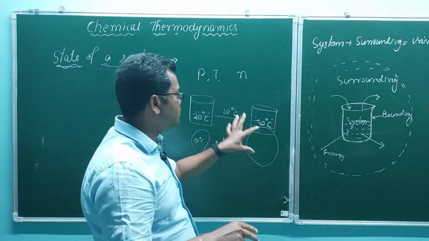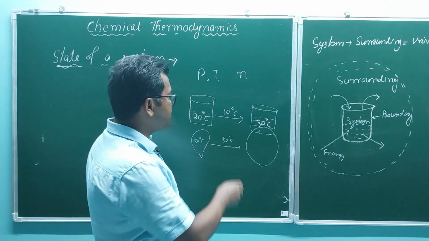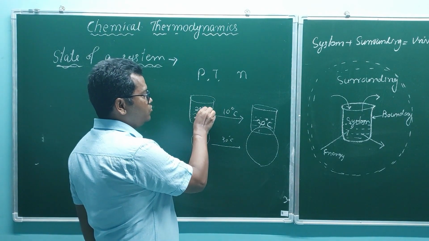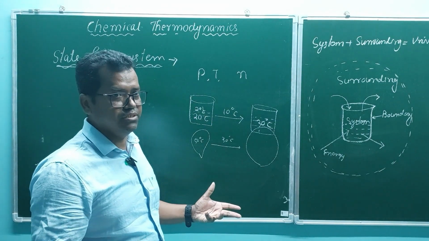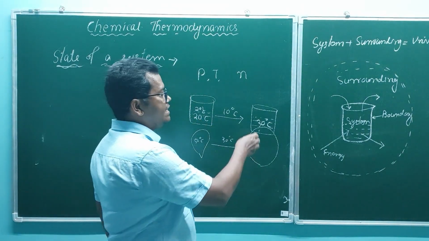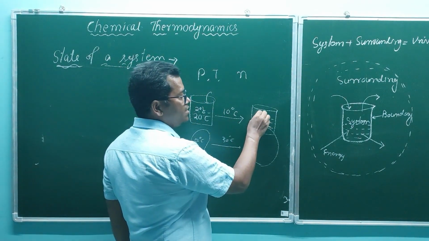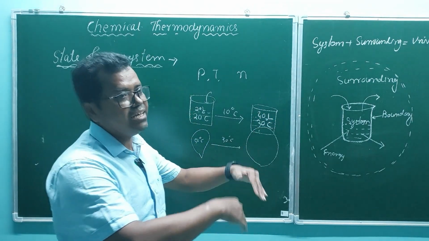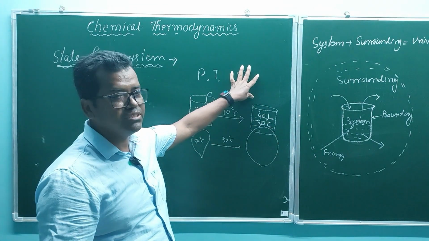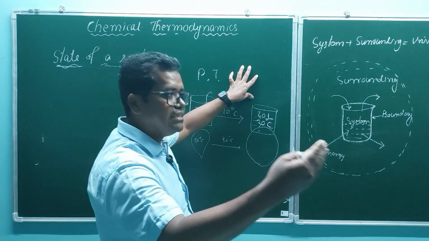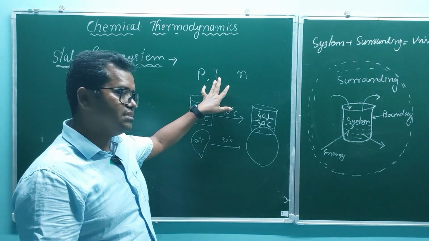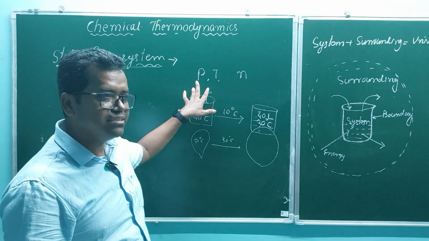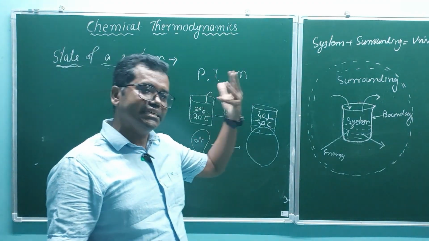That's the composition of the system. Suppose here the composition is 20 liter of water. This much is the composition. Now we add another 20 liter, the volume becomes 40 liter. So it is in another state. So when composition changes, the system is also in a different state. Temperature changes, it is also in another state. Pressure changes, it is also in another state.